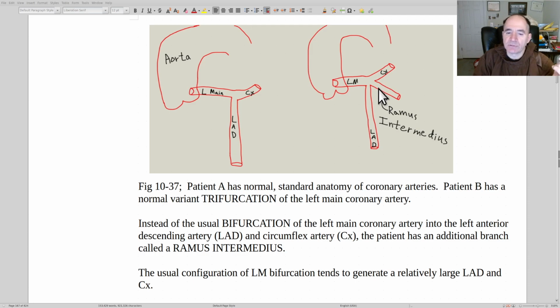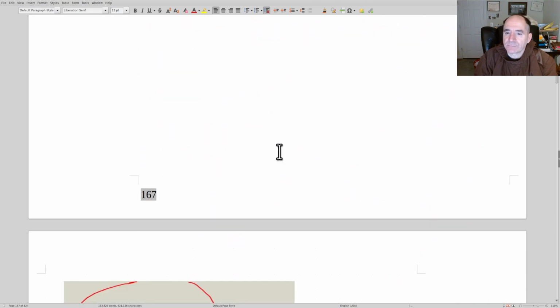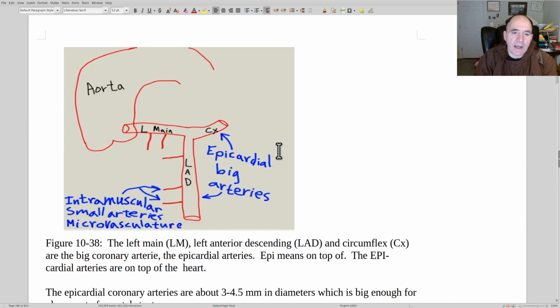The relevance is smaller arteries are more prone to having occlusions due to atherosclerosis. They're harder to stent, a small artery than a bigger artery. And what I'm saying is, again, they're harder to bypass too. You don't know if you have this anatomy. Any of us could have this anatomy. We don't go around checking this sort of thing. So the smart move is assume you have it and optimize your risk factors. If you do that, you'll get the best possible outcome.